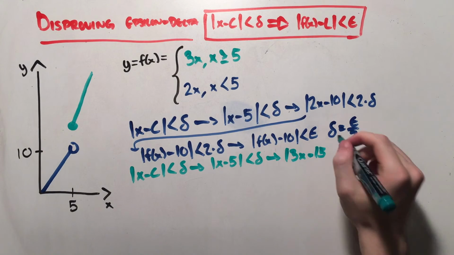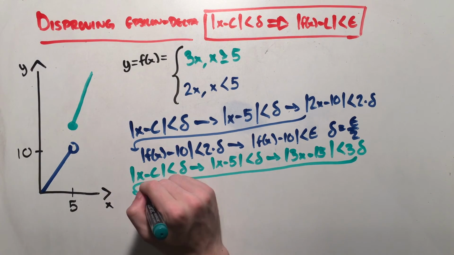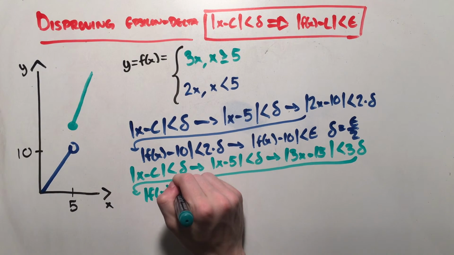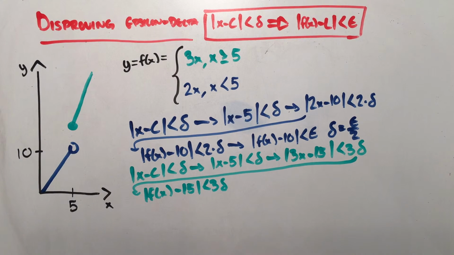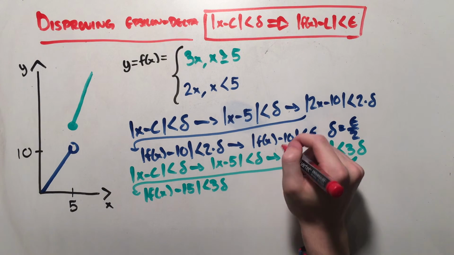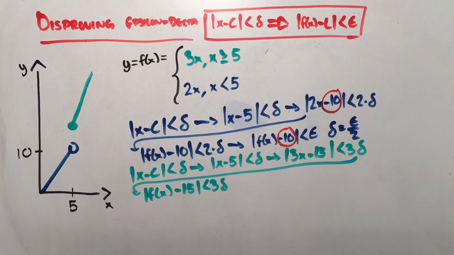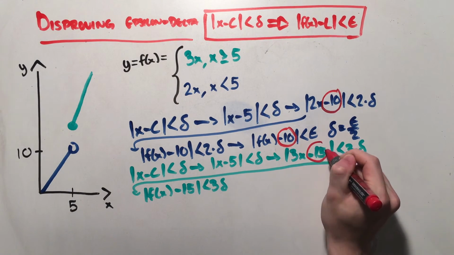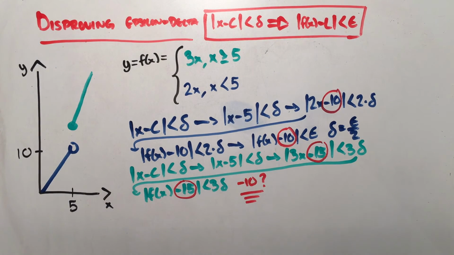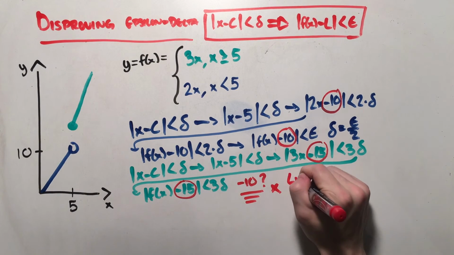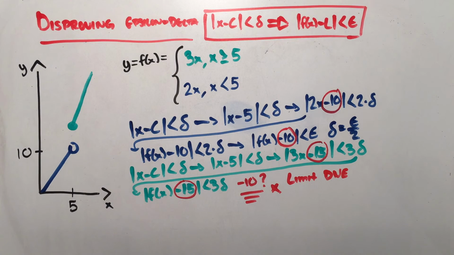Now, f of x is equal to 3x, so to match our two sides, instead of multiplying by 2, we multiply by 3. And we get the absolute value of 3x minus 15 is less than delta, which goes to the absolute value of f of x minus 10 is less than epsilon. We can see here that although the f of x lines up with the 3x, the 15 and 10 do not match. Therefore, the definition is not fulfilled, and the limit of f of x as x goes to c does not exist.